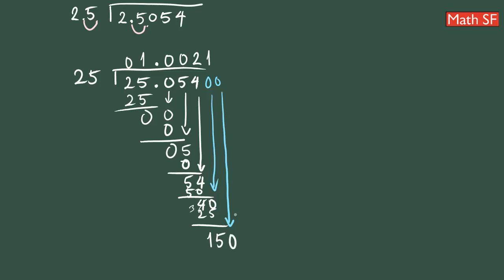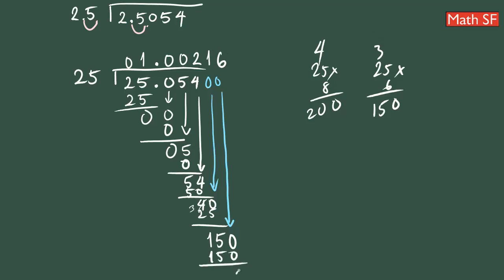150. Does that go evenly? I don't know. Let's double check that. 8 times 25 is 200. Too much. Let's go 2 less. So 6 times 25 is 150. Oh, that makes sense. So it's going to be a 6, and that went evenly. Therefore, our answer is 1.00216.